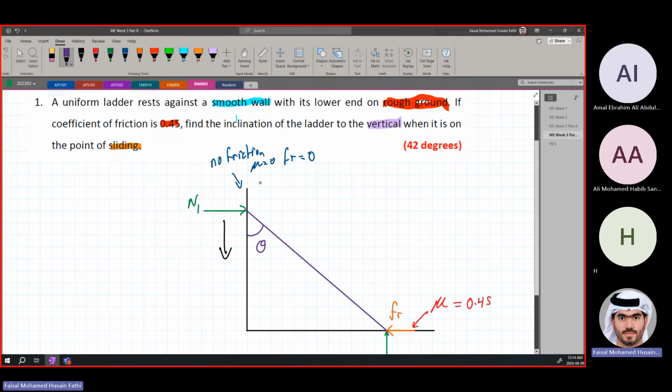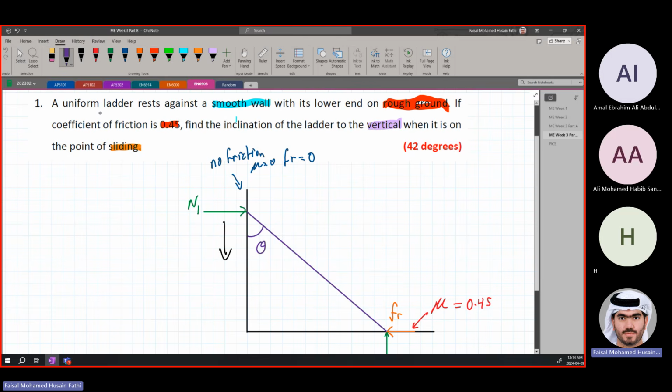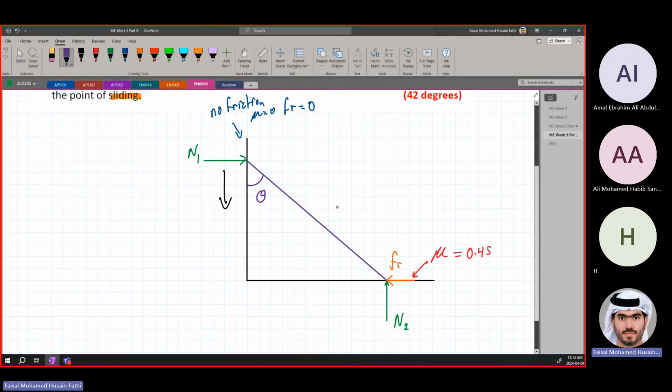Obviously, this ladder did not mention anything about it being weightless. So since it's a uniform ladder, it's going to have a weight that is also going downwards here. This weight is W. And let's assume that the length of the ladder is just L, the letter L, because we do not know what the length of this ladder is.